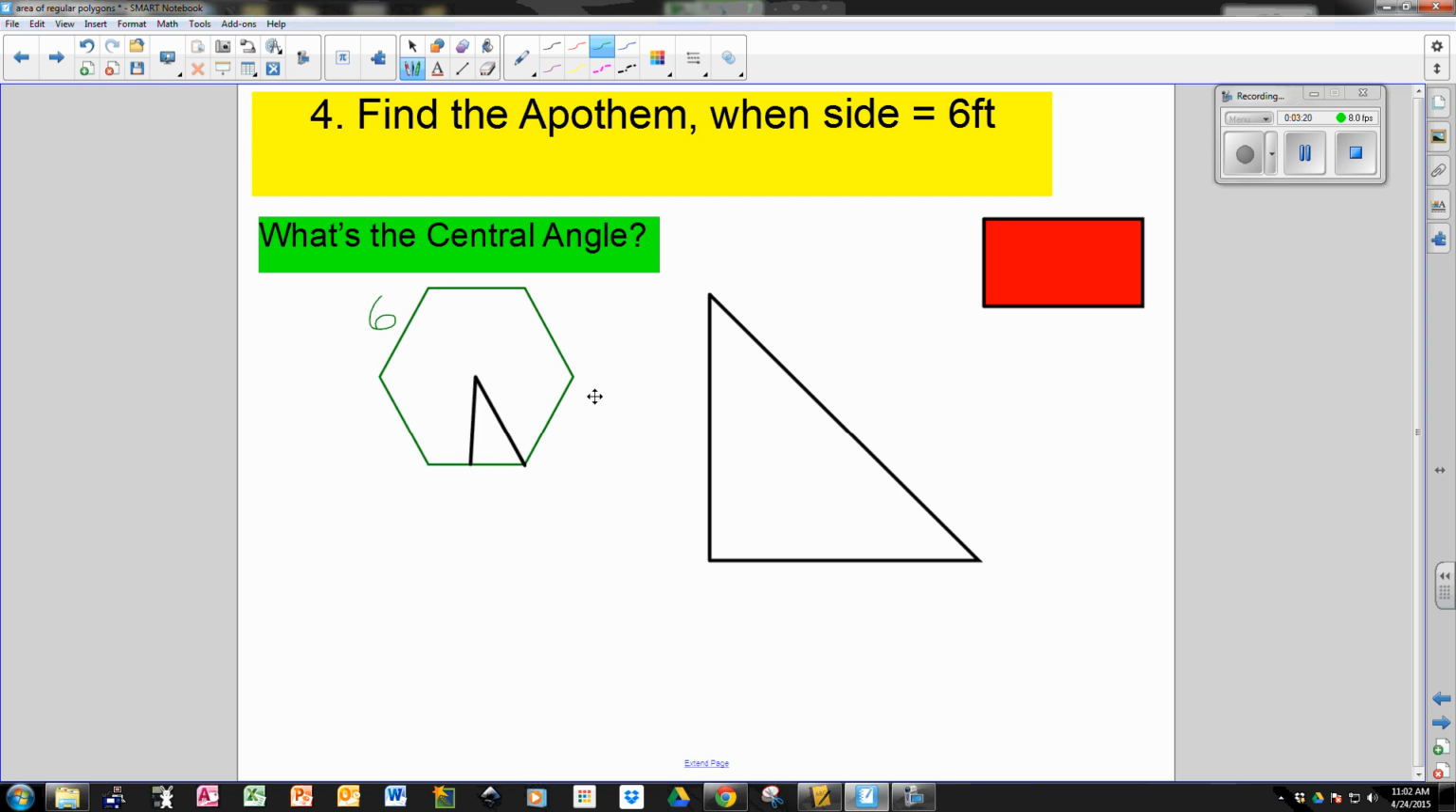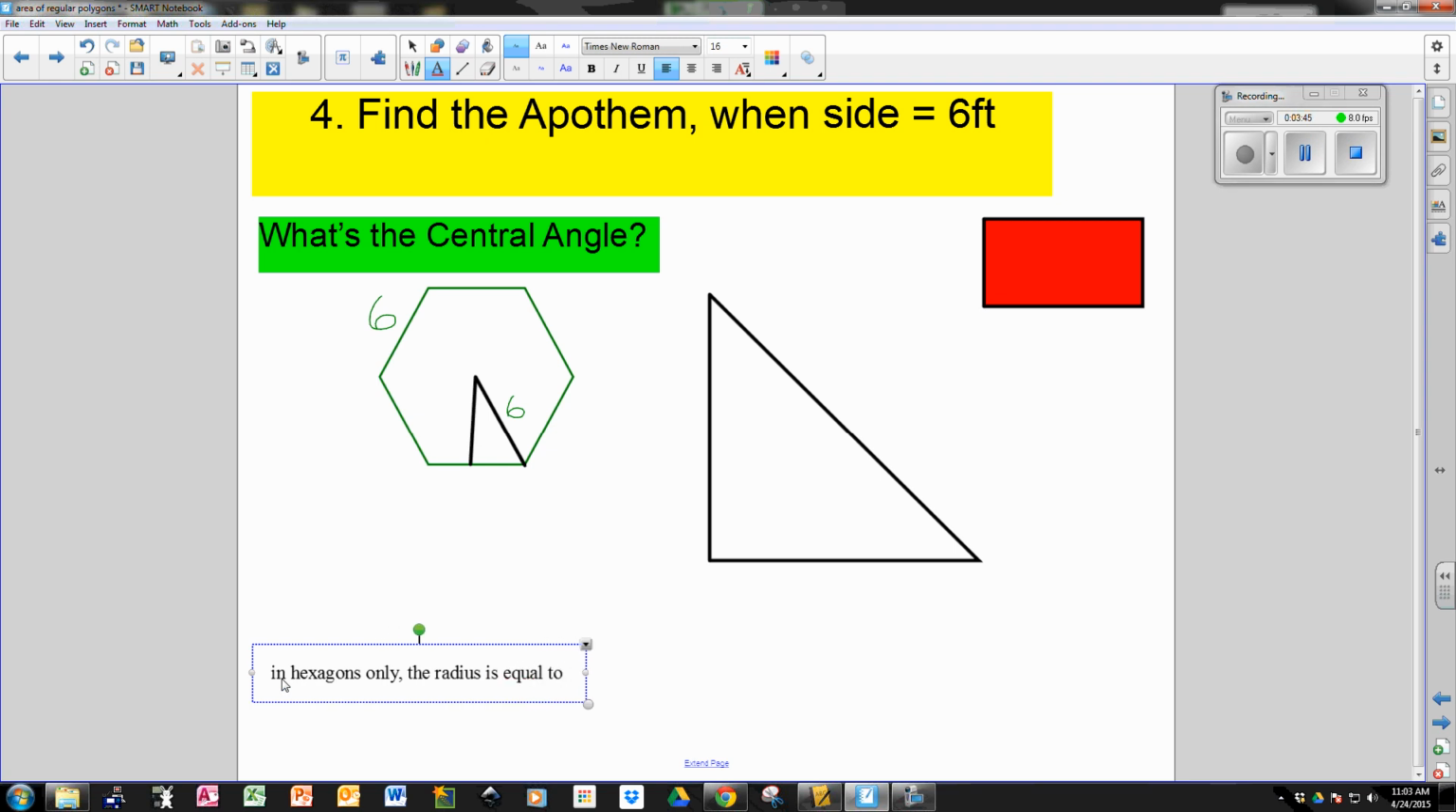Now here's a trick on hexagons only: if you know the side, you also know the radius. The radius and the side are always the same in hexagons, so you may want to make yourself a note of that. So in hexagons only, the radius is equal to a side. So make yourself a note. So this is always true, but it's hexagons only. All right, so now they're wanting me to find the apothem. Remember, the apothem is this piece here that goes straight down. So I need to find the apothem.